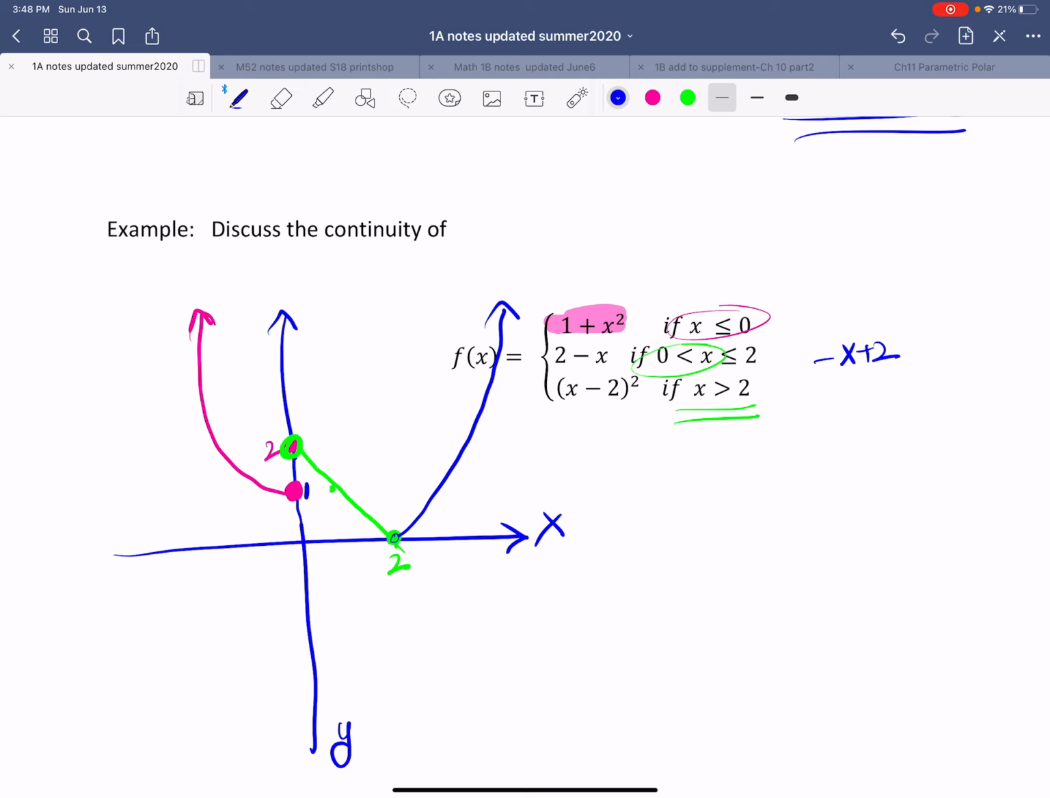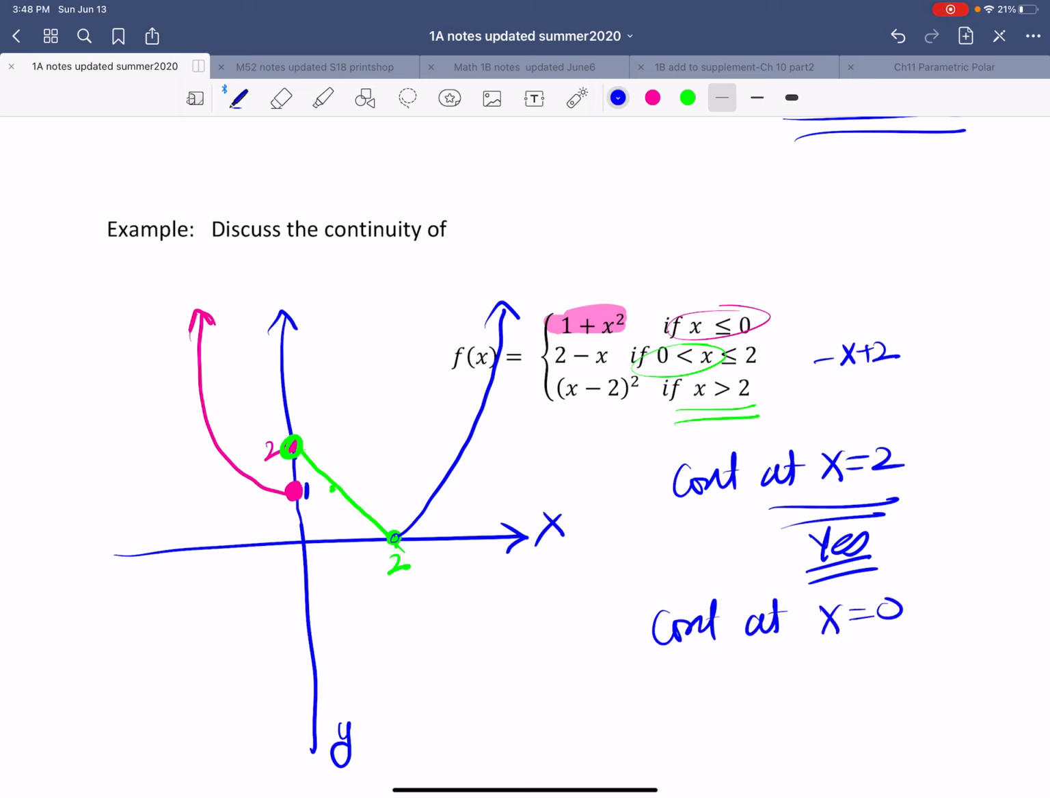Now let's go ahead and look at it. What kind of discontinuities do we have in this function? Is this function continuous at x equals 2? At x equals 2, yes. I do have an open dot, but that was covered by a closed dot, so there is continuity at x equals 2. How about at x equals 0? At x equals 0, do I have continuity? No. What kind of discontinuity do I have? I do have a jump discontinuity.